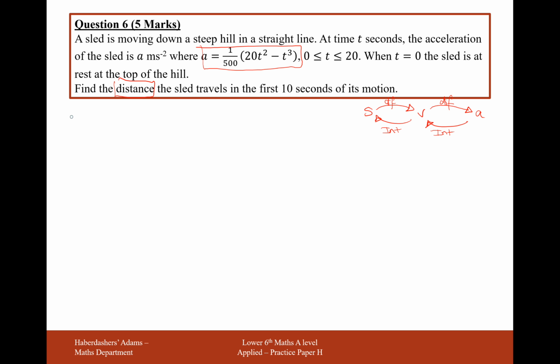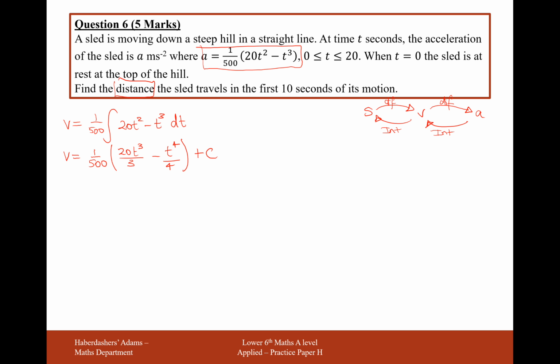So the first thing we need to do is to find v, which is going to be the integral of 1 over 500, I'll bring that to the front, of 20t squared minus t cubed dt. And this is going to be 1 over 500, increase the power by 1, divide by the new power, 20t cubed, divide by that 3 that we've just made, and we get that. Increase the power by 1 here, that's a 4, and divide by that new 4. And we mustn't forget to add plus c.